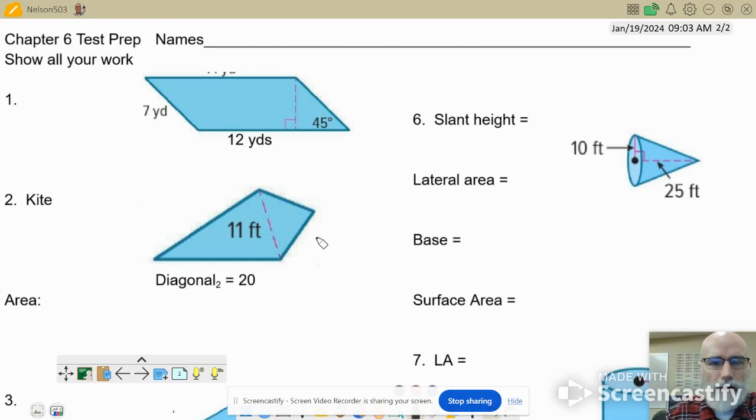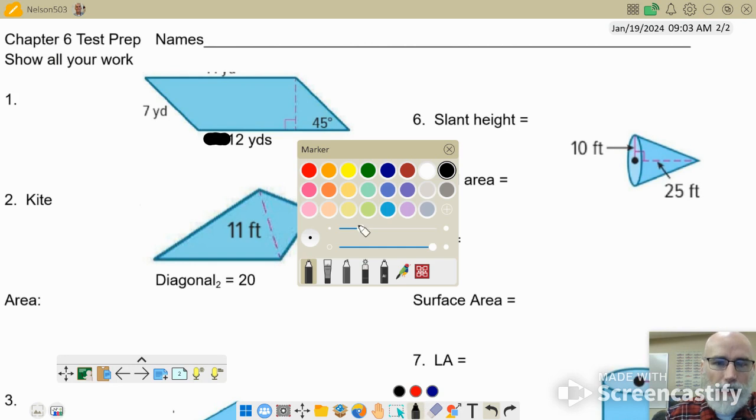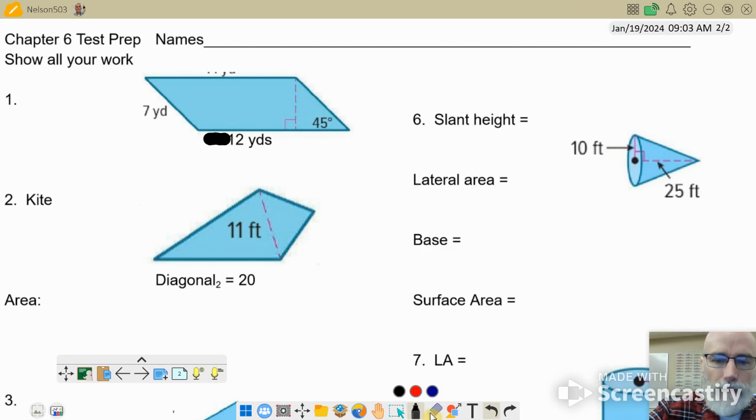Okay, on the test here, we've got a side of a parallelogram, 7, and the base. I'll make it really clear on the actual test that the base goes from one corner, one vertex, to the other vertex, right? That's the base, 12 yards. So I'll draw something like that on the actual test.